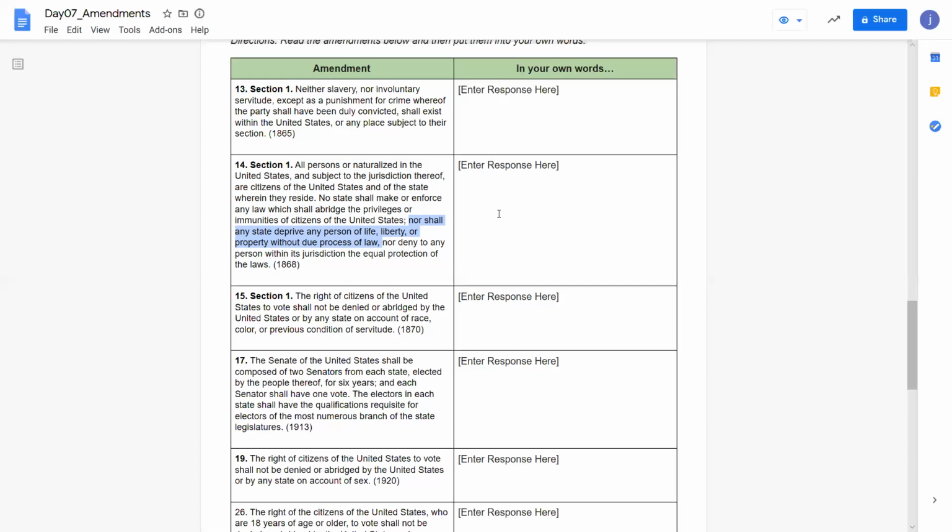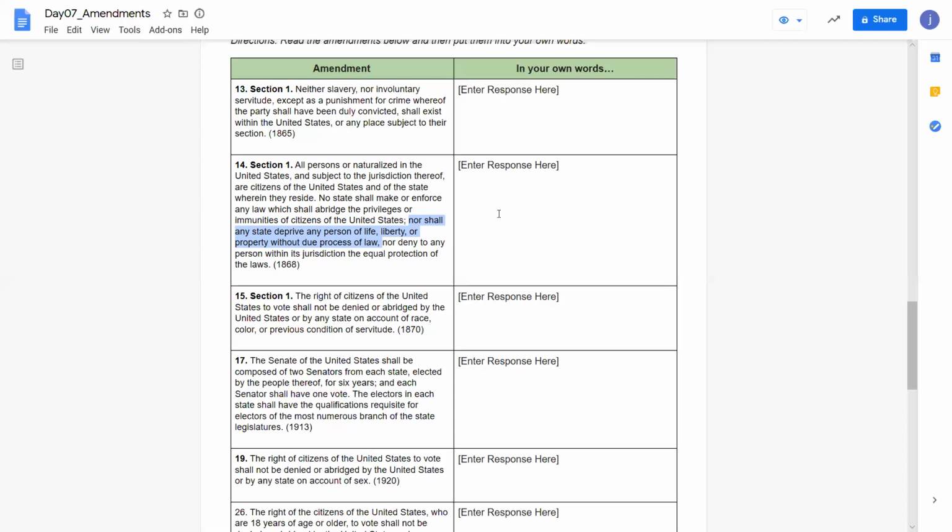So obviously, if you're found innocent, then you're cleared, and states can't take your life, liberty, or property. However, if you're found guilty of a crime, then depending on the crime, yeah, states can take that away from you. So if you stole a car, obviously, and you're found guilty, they can take that car away from you. They can take that property away from you. You stole it.